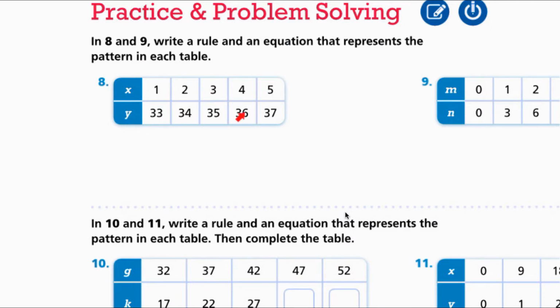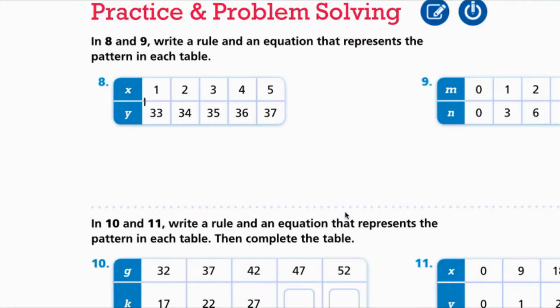We have some x values and y values. And when we start looking at a table to find a rule, we don't really want to look to see what's happening between the y's or between the x's. What we want to see is what's happening between the two variables. So when I look at this, I want to say, what is happening to the 1 to make it turn into a 33? So I know I can multiply 1 times 33, so I can try that. Let's see. 1 times 33, that seems to work. But when I go over to the next column, is 2 times 33, 34? No, that wouldn't work. So that would not be the pattern.